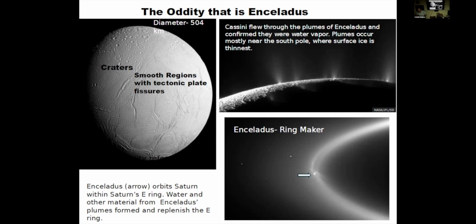Interestingly, the E-ring of Saturn is caused by this water that's being extruded from Enceladus, and it forms the ring as it orbits Saturn. Pretty cool, huh?